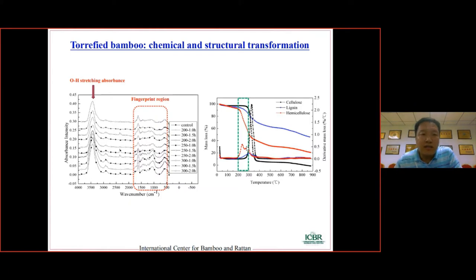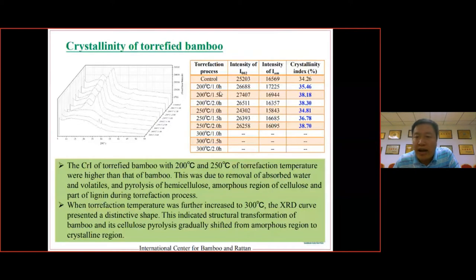This is the crystallinity of the torrefied bamboo. According to the result of the tables, we found the torrefied bamboo with the temperature of 200 degrees and 250 degrees has a higher crystallinity index compared to the control bamboo. This is due to the removal of absorbed water and volatiles and the pyrolysis of hemicellulose, the amorphous region of the cellulose, and part of the lignin during the torrefaction process.